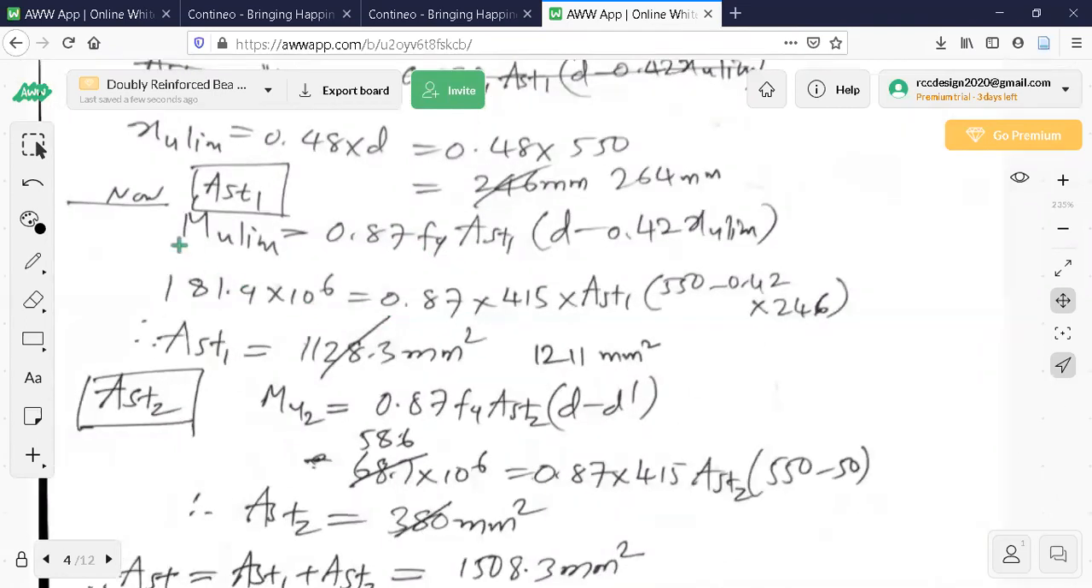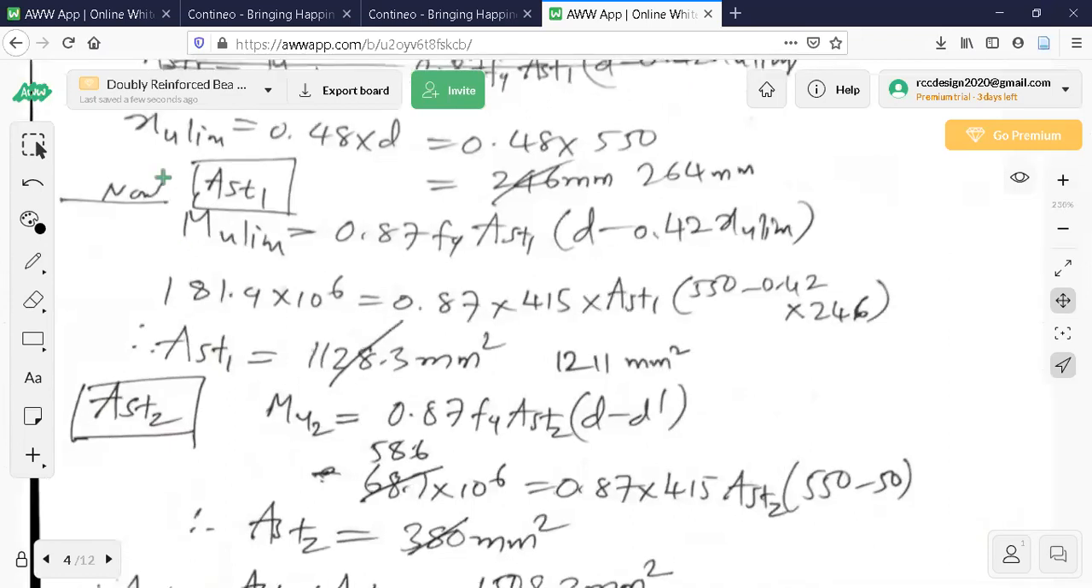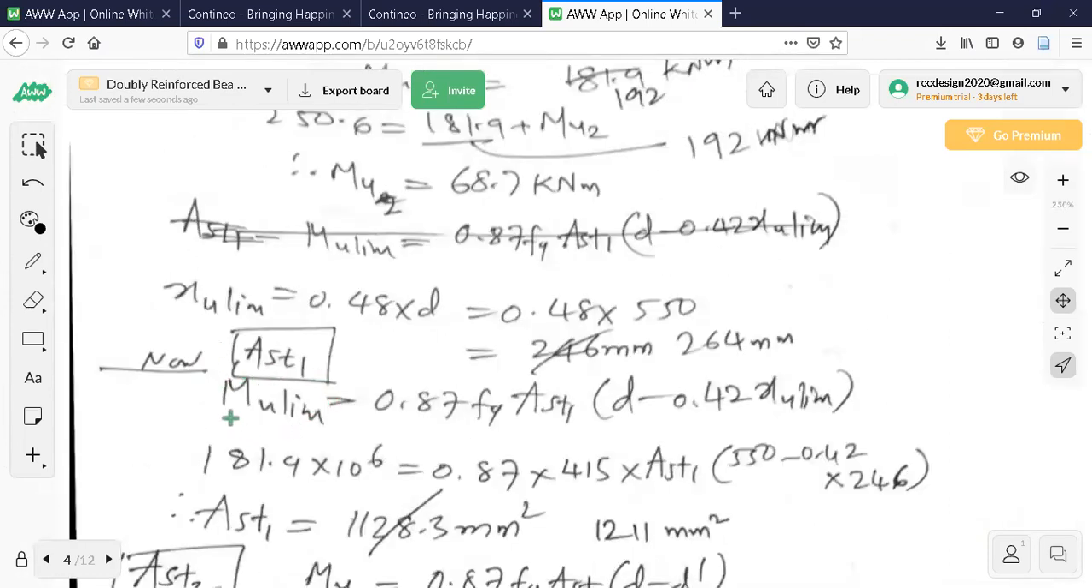Ast1, observe here, as I told you, the main calculations are Ast1, Ast2, Asc values. How to find Ast1? Now Mu limit is calculated here, 0.138 fck b d square. That value is substituted here. Then on the RHS, use this formula. See this. Xu limit has to be used because I know that Mu1 is nothing but Mu limit only. So don't try to find out actual Xu. Don't substitute here, it will be wrong. In the design, we have to deal with only Xu limit values.